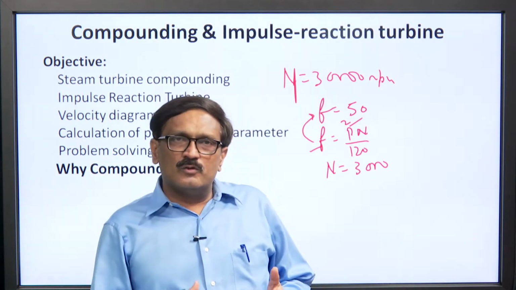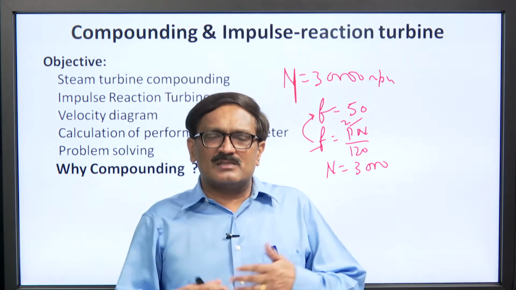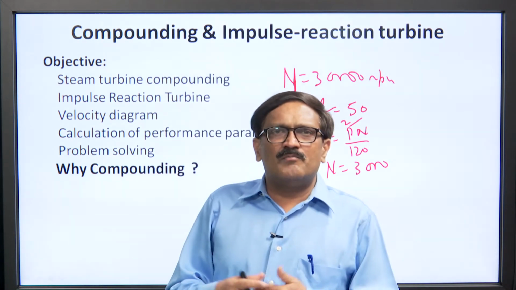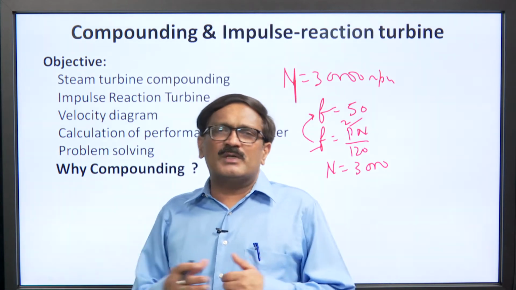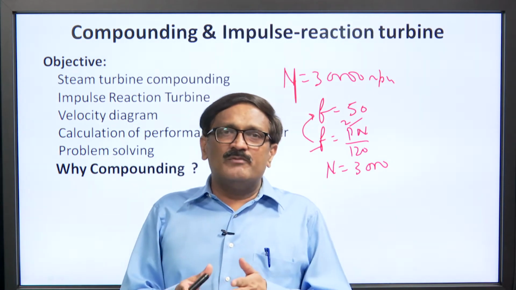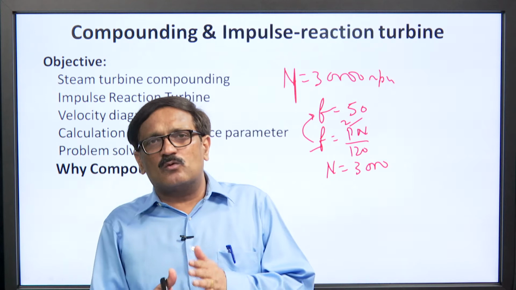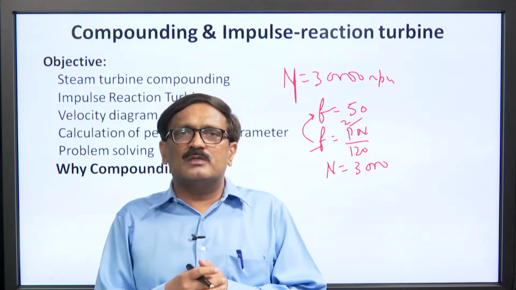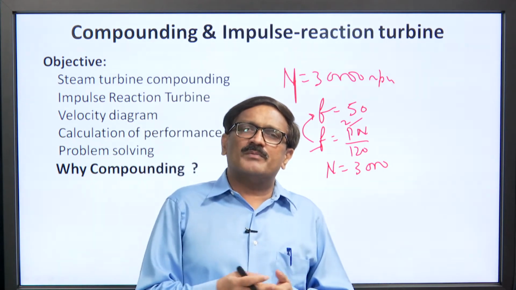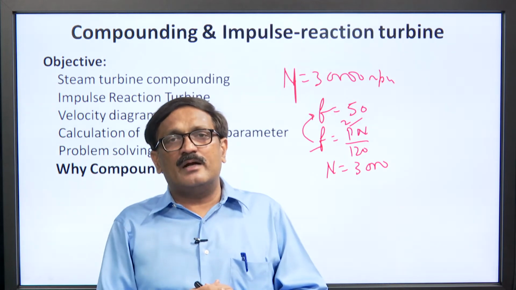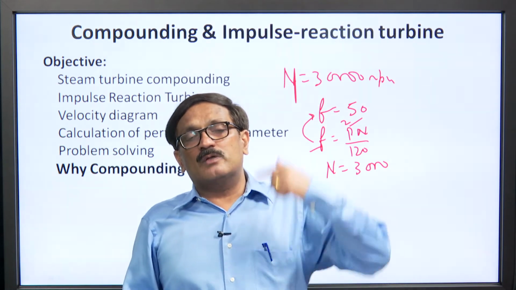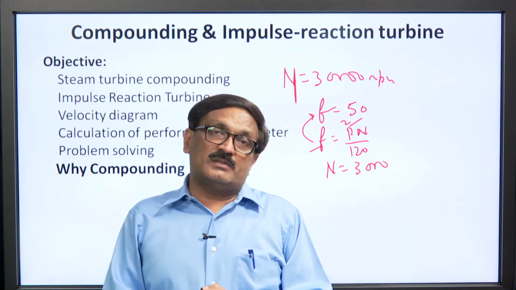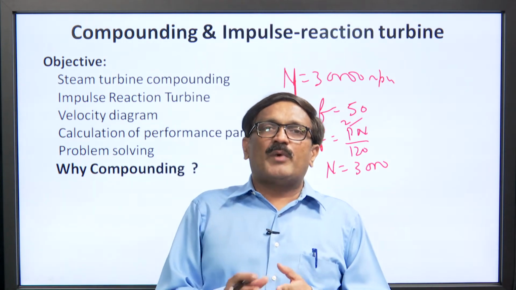It means we have to reduce 30,000 to 3000 RPM by some mechanical means, maybe gearing, chain or belt, but too many losses are going to be there. So generally we require the blade speed or turbine rotor speed to be low, below 3000 RPM, from 3000 down to 1500 RPM, but at the same time we want to utilize the higher pressure and temperature of the steam. This can be done by compounding.